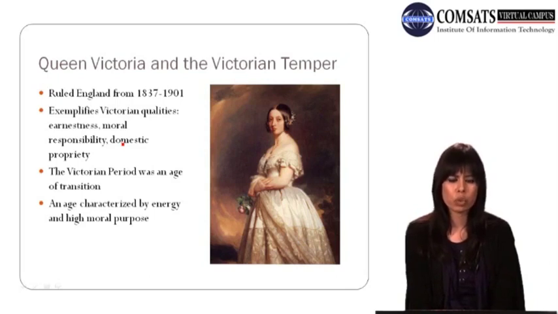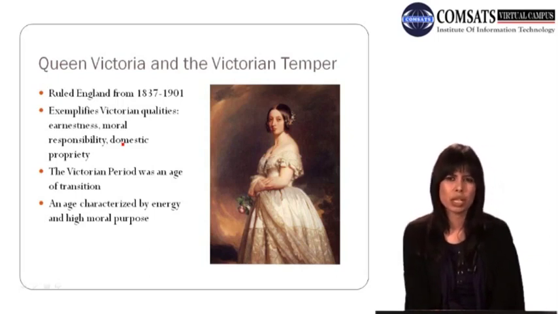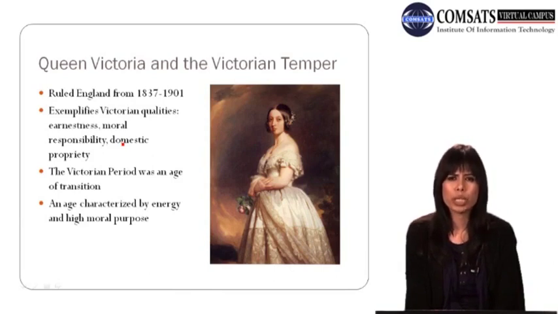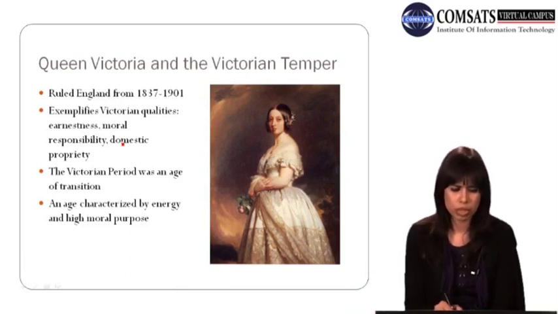The Victorian period was an age of transition. Every period is basically an age of transition. But when we were talking about the classical period or the modern era, you could see that at the end of the classical period, some of the romantic poets started writing by the end of the classical era. So this is a period of whole transition, an age characterized by energy and high moral purpose. My dear students, you have to keep in mind two concepts here.